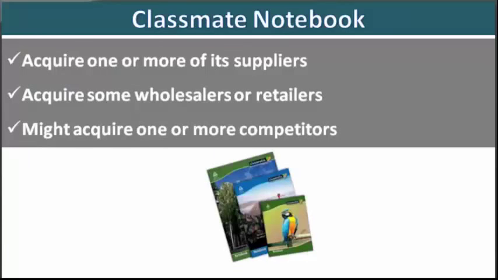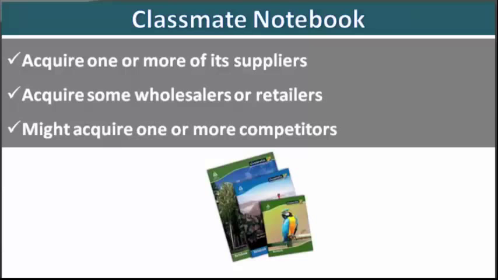Now coming to our example of Classmate notebooks, how might Classmate notebook achieve its integrative growth? The company might acquire one or more of its suppliers such as raw paper material producers to gain more control or generate more profit through backward integration. It might also acquire some wholesalers or retailers, especially if they are highly profitable, in forward integration. Finally, the company might acquire one or more competitors, provided the government does not bar this horizontal integration.